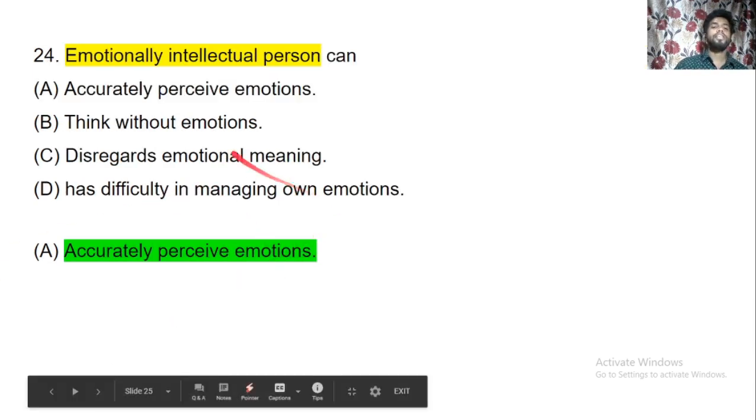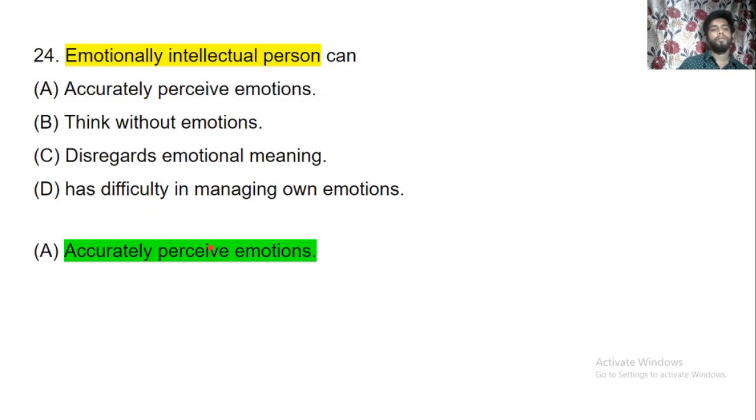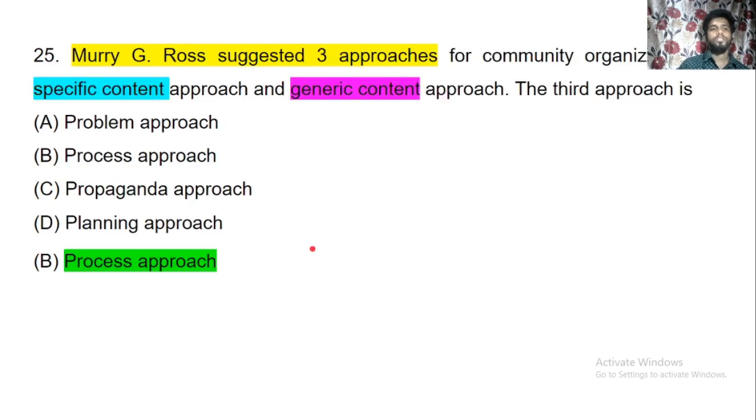Now, emotionally intelligent persons can accurately perceive emotion. So he is already an emotionally intelligent person, that's why he accurately perceives emotions.